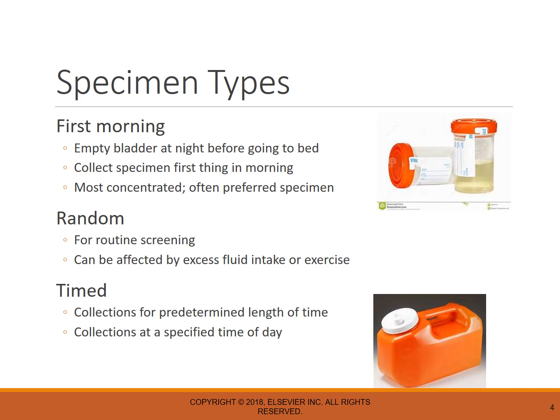So timed urines can be divided into two types: those collected with a predetermined length of time, for example, a 24-hour collection, or those collected at a specific time of day, for example, 2 p.m. Now, depending on the analyte being measured, a urine preservative may be necessary to ensure its stability throughout the collection.